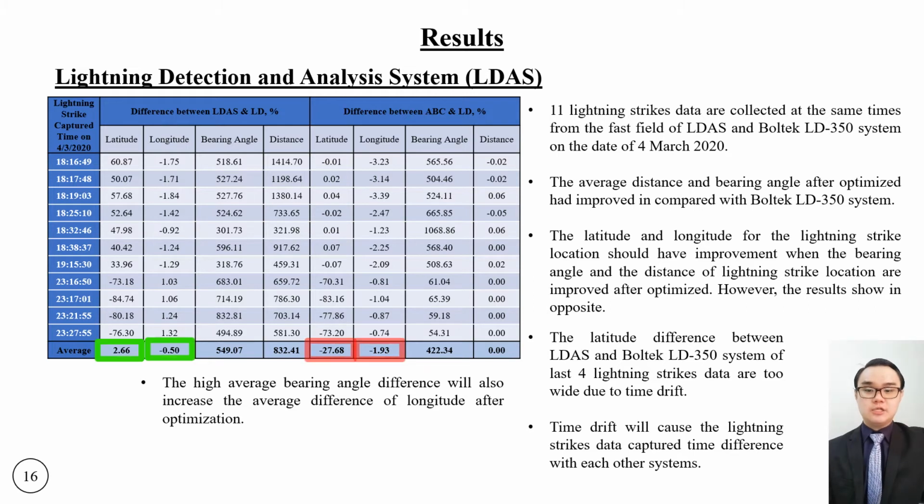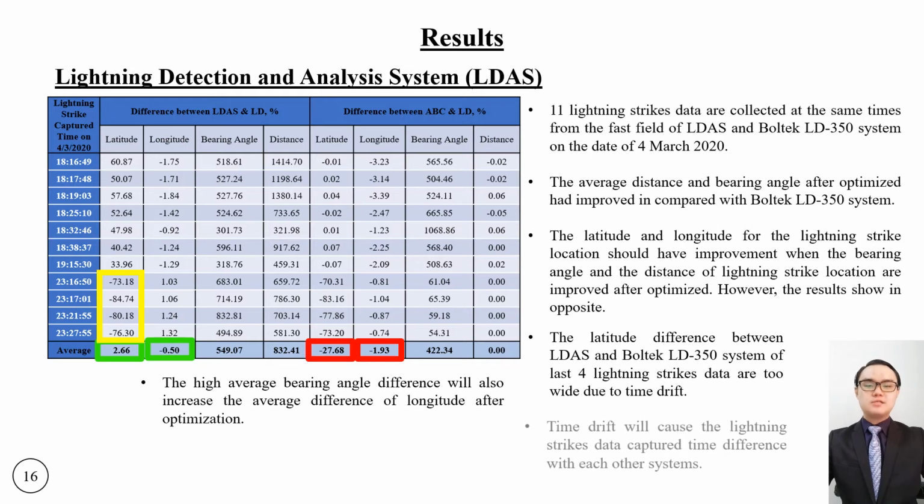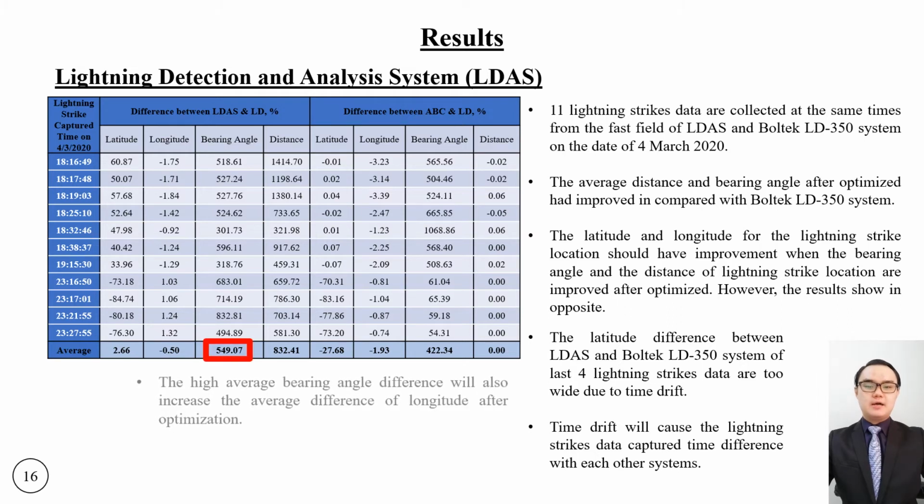However, the results show the opposite. The reason for this abnormal situation is that the latitude difference of the last 4 lightning strike data is too wide. This is because both the LDAS and the Boltek LD350 system might have time drift when capturing the lightning strike data. Time drift will cause the lightning strike data capture time to differ between the systems. At the same time, the high average bearing angle difference will also increase the average difference of longitude after optimization.